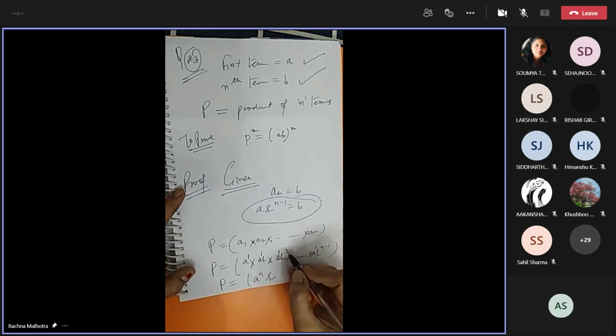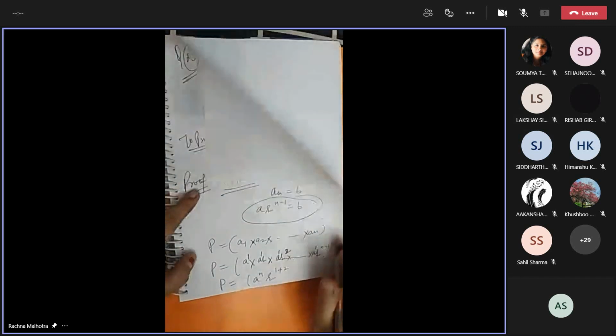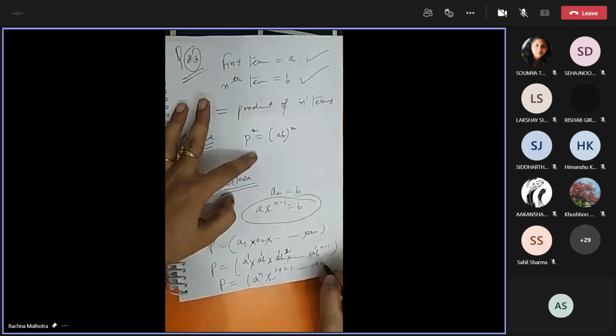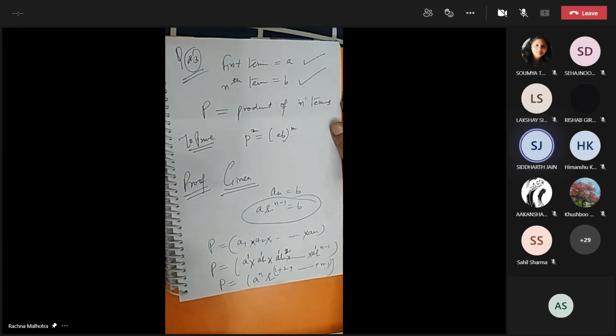Sorry, this is A R square. A R square, the next term is. So I will add the powers of R also. 1, 2, till n minus 1. Can we write it as? Please tell me. N into n minus 1 by 2.